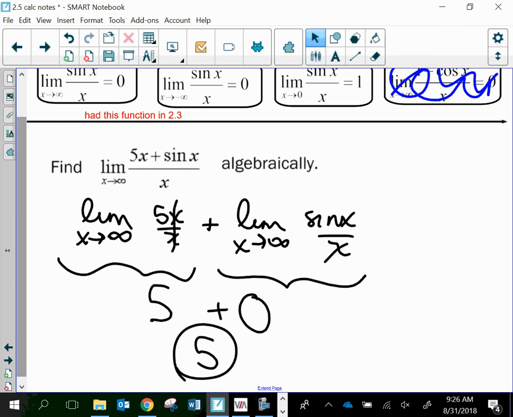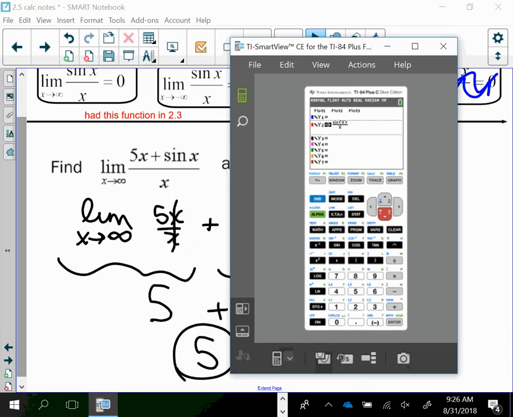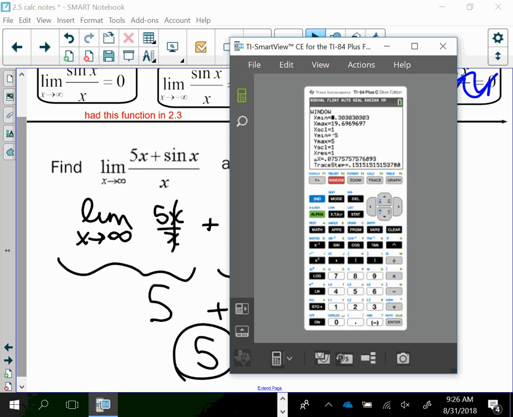Now, I don't know what that graph looks like. If you have a calculator, sure, you can plug it in. Let's go to 5x plus sine of x over x. Okay, I got a terrible window right now. Let's try that again. Window, zoom 6, standard window. Okay. I mean, who knew that that's what that would look like?